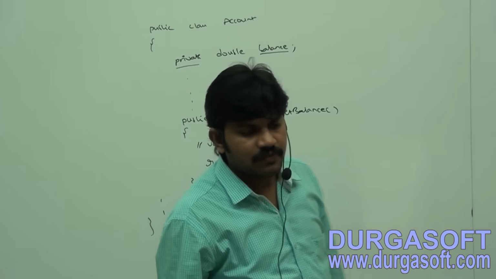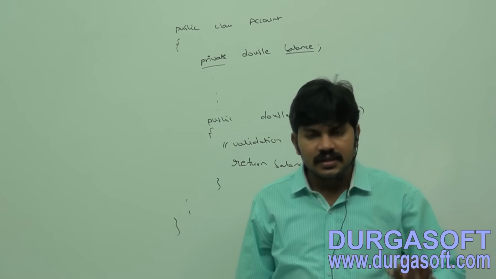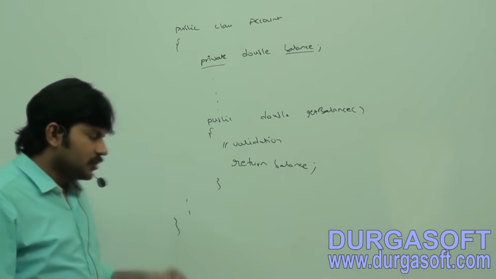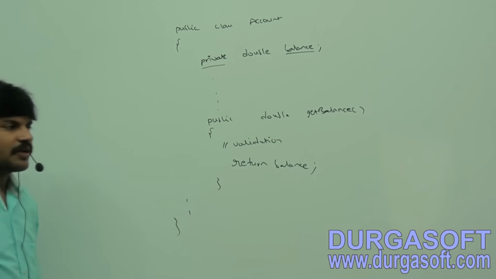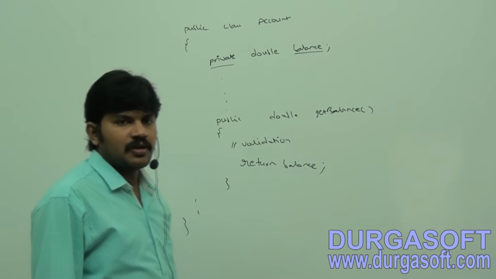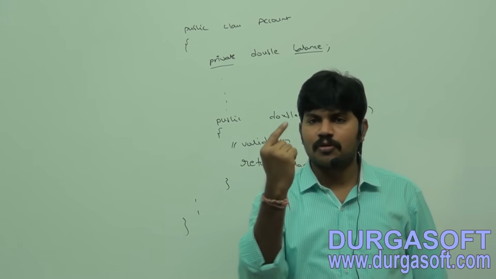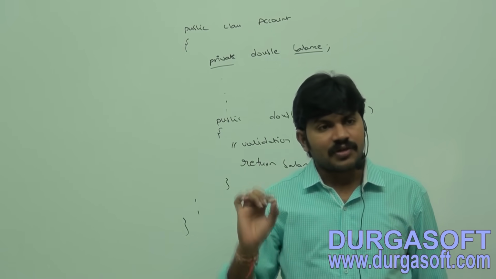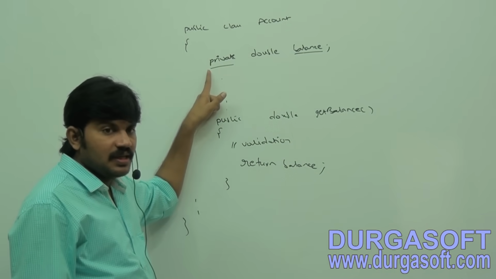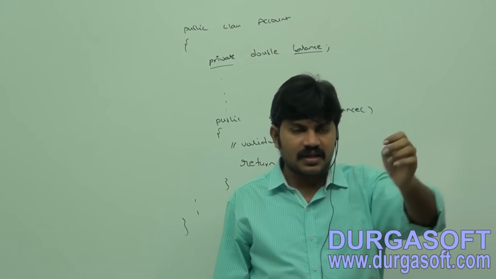The main advantage of data hiding is security. That's all. Are you able to understand? So that is what data hiding is. From this, I want to tell one small good programming practice. The recommended modifier for variables is private. Are you getting it? The recommended modifier for variables is private. Take a note.